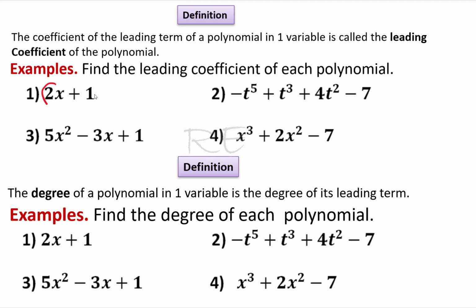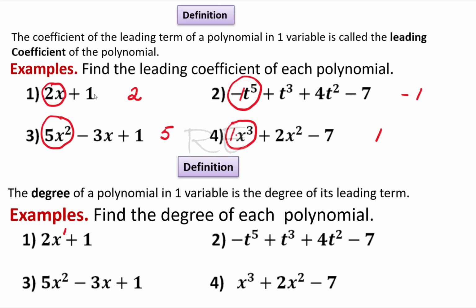The coefficient of the leading term is called the leading coefficient. 2x is the leading term. The leading coefficient is 2. Negative t to the 5th is the leading term. The leading coefficient is negative 1. 5x squared is the leading term. The leading coefficient is 5. And 1x cubed is the leading term. The leading coefficient is 1.